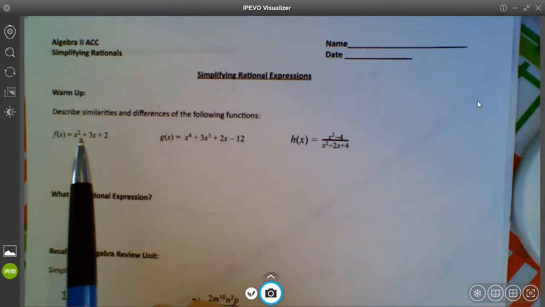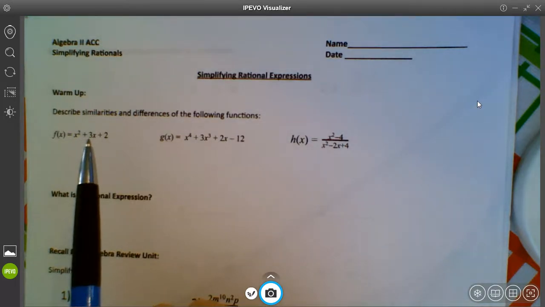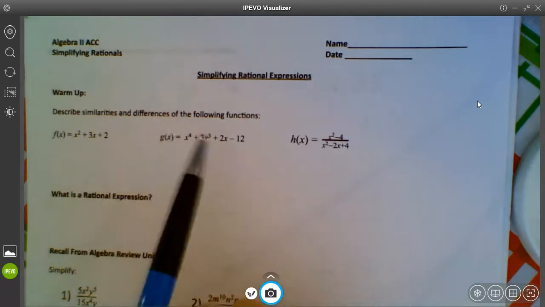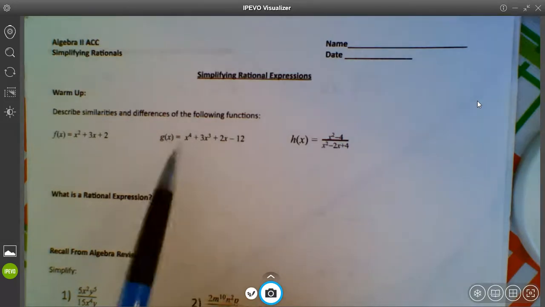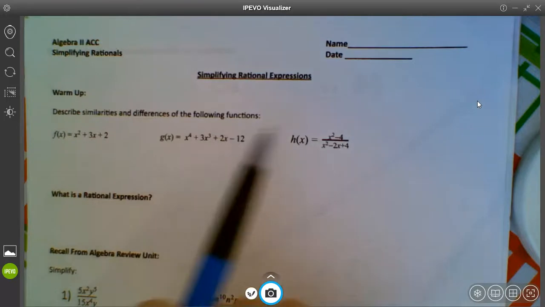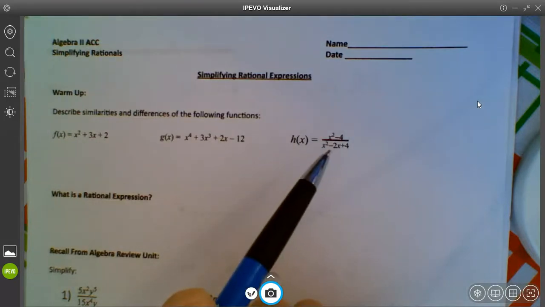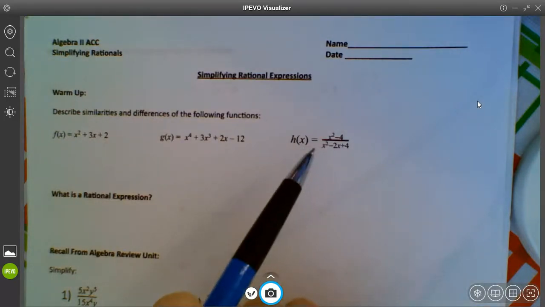Well, we know this is a quadratic. We had our first unit in Algebra 2 about quadratics. This looks like a polynomial because it is a polynomial. We just finished up a unit about polynomials. And again, this one is out of place. So there's a reason why this is out of place.